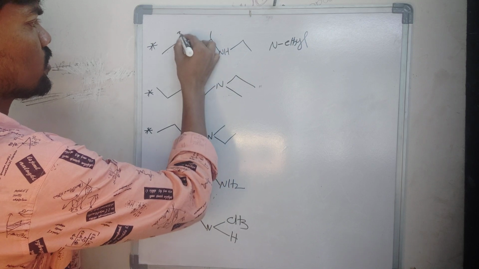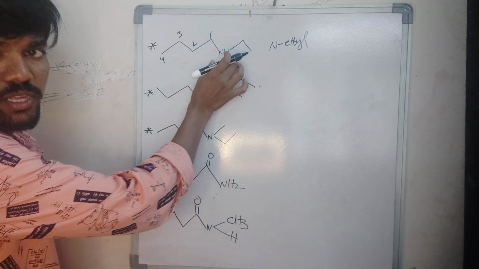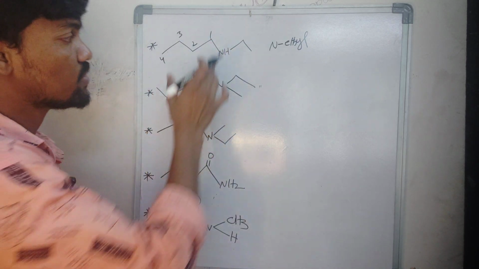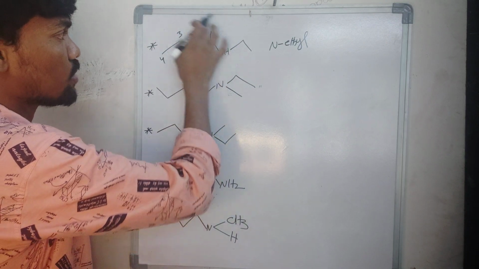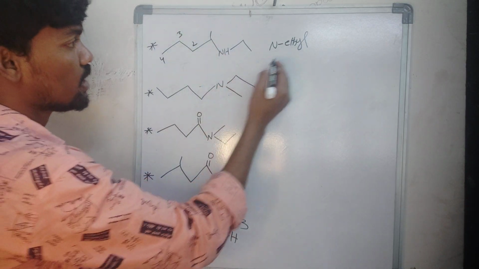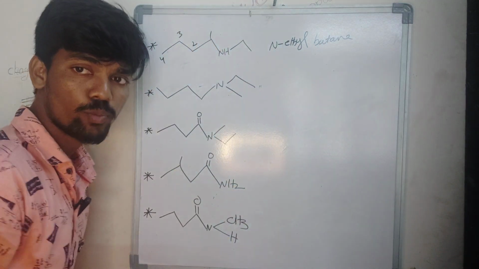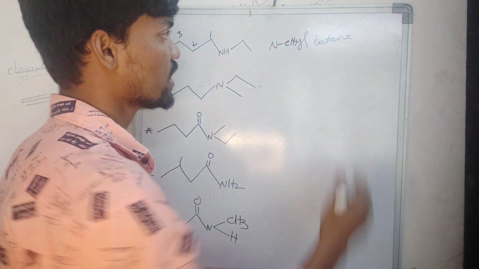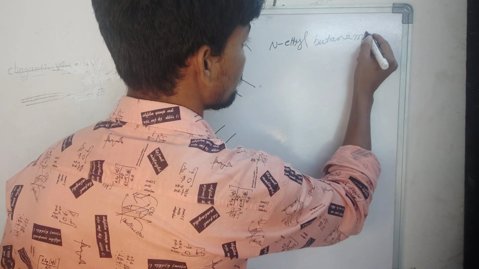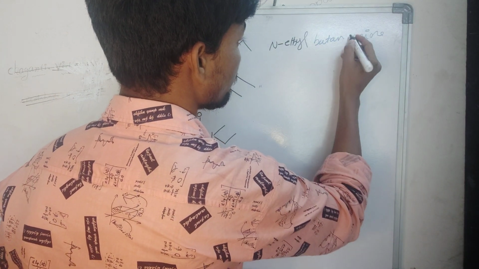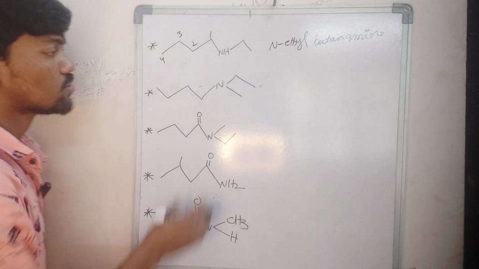1, 2, 3, 4. Why? Because the functional group is there, we have to start the numbering from this carbon only. So how many carbons in total? Butane. So N-ethyl butane. This is the NH group, and an NH group means amine. The amine group is there, so butanamine. You have to write it like this.